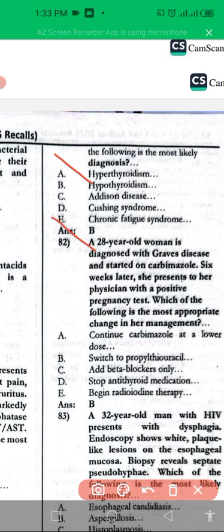Next one is: a 28-year-old woman diagnosed with Graves' disease, and carbimazole is started. Six weeks later, she presented to the physician with a positive pregnancy test. Which of the following is the most appropriate change? Now, she has been found pregnant recently, so it is the first trimester. We have to give propylthiouracil in the first trimester, so we will have to switch to propylthiouracil, because methimazole is given in the second trimester. Propylthiouracil is given in the first trimester. So this is the thing that you have to keep in mind.